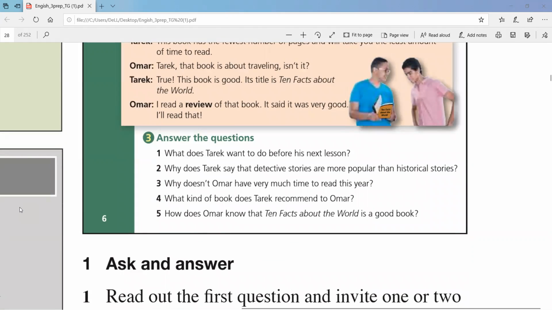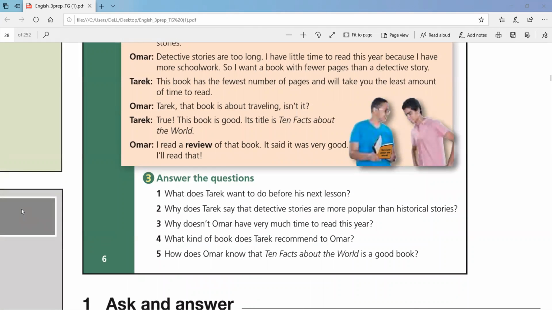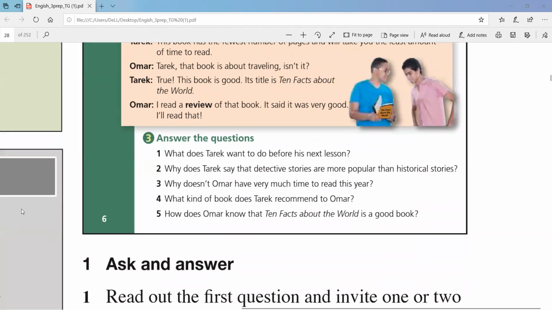What kind of book does Tariq recommend to Umar? He recommended Science, 10 Facts About the World. How does Umar know that 10 Facts About the World is a good book? Because he read the review about that book. It said it was a very good book.